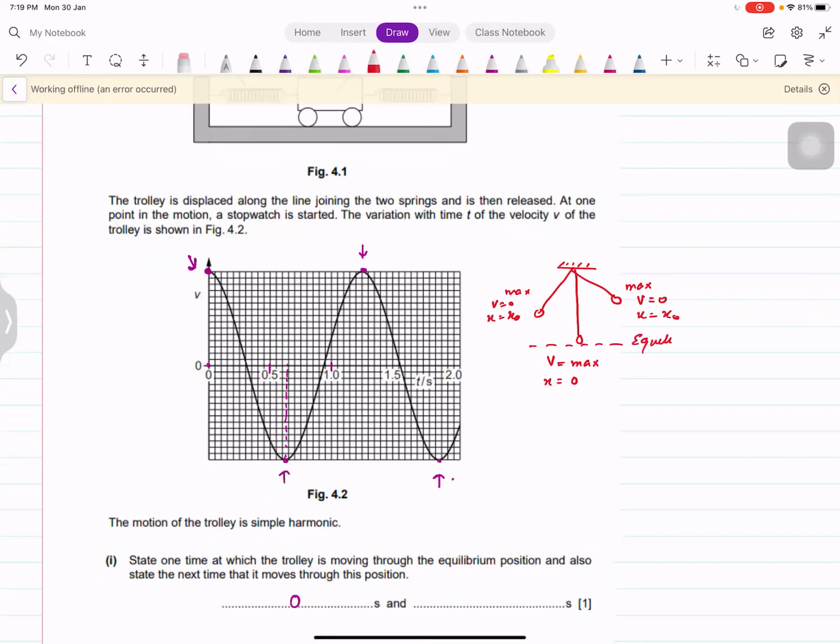Something is at equilibrium, right? Like this oscillation. At equilibrium, velocity is maximum. The reason is that the displacement is 0. Do you understand? At the extreme, the velocity is 0. Here, the kinetic energy is maximum and potential energy is 0. There, kinetic energy is 0. Okay.